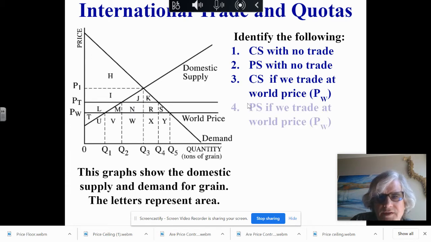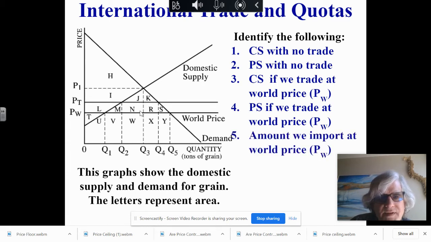And then what is the producer surplus at the world price? It is just T. If you notice, in the domestic situation with no trade, producer surplus was T, L, and I, and consumer surplus was just H. Now producer surplus went way down to T, and consumer surplus was all of this. And this is like the United States, and this is our situation with China and Europe and other places. We don't have that many producers. We're getting all of our things from overseas.